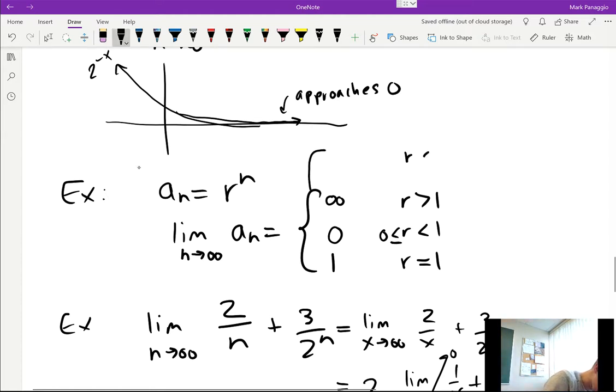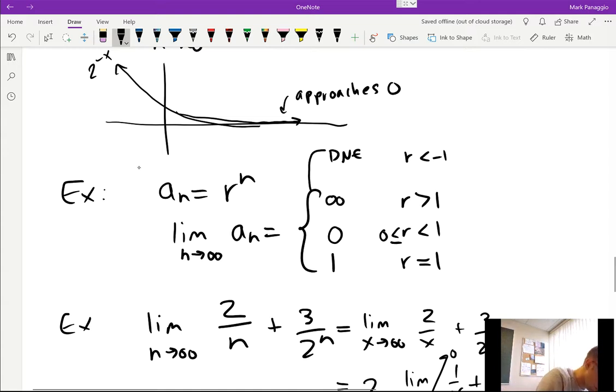What if r is less than negative 1? So r could be negative 2, negative 10. Well, notice there, that is taking large negative numbers and multiplying them by themselves over and over again. And you can easily see that those numbers are going to get bigger and bigger in absolute value. So if you take negative 2, multiply by itself, it goes to 4, which goes to negative 8, to 16. That's not approaching anything. That's oscillating back and forth between larger and larger numbers. And so we would say this one just does not exist, it diverges.